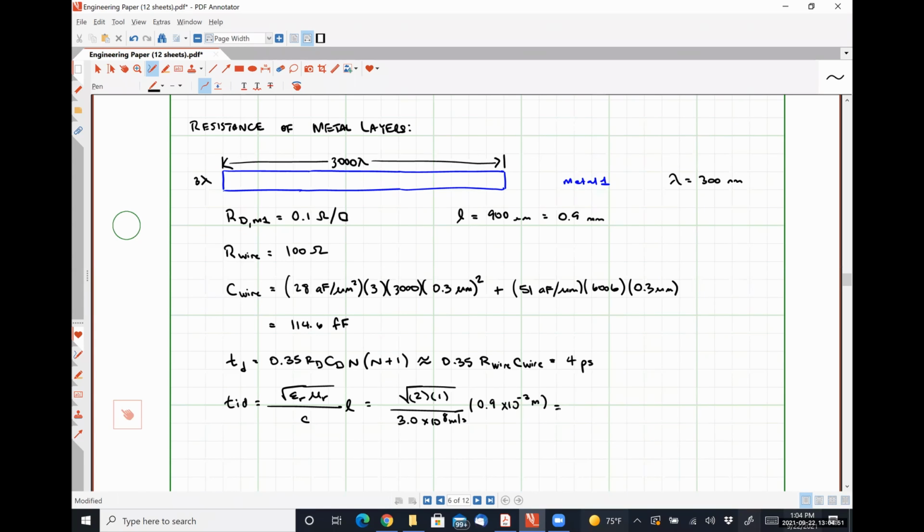Anybody else get 4.24? Yeah. Okay. Seconds.